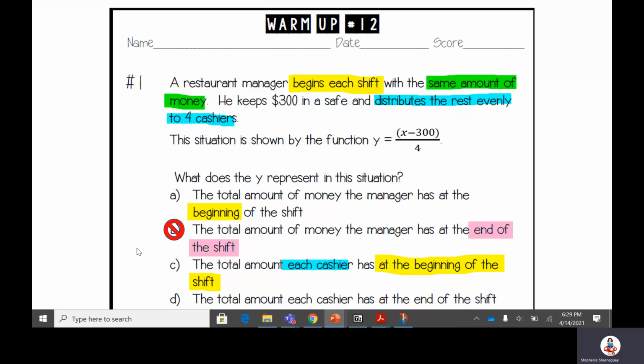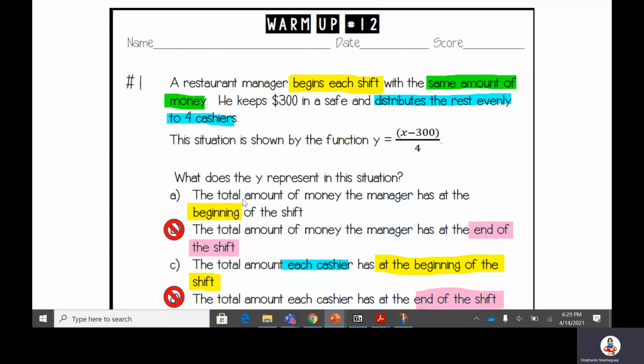And D is the total amount each cashier has at the end of the shift. Again, we have that end of the shift wording, and we're not talking about the end of the shift, so we can cross it out. Now you're down to a 50-50 chance. All right, I like 50-50 instead of a 25% chance. So now let's look at what it's saying.